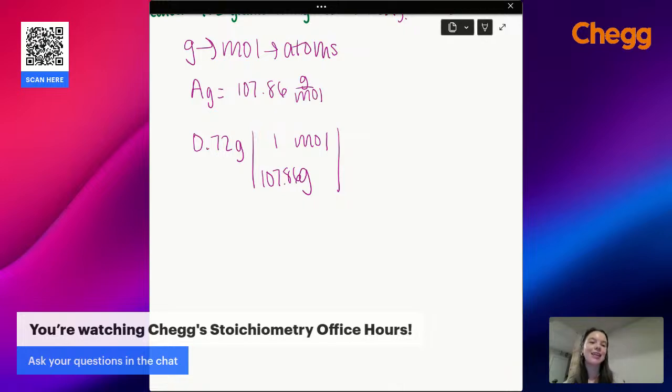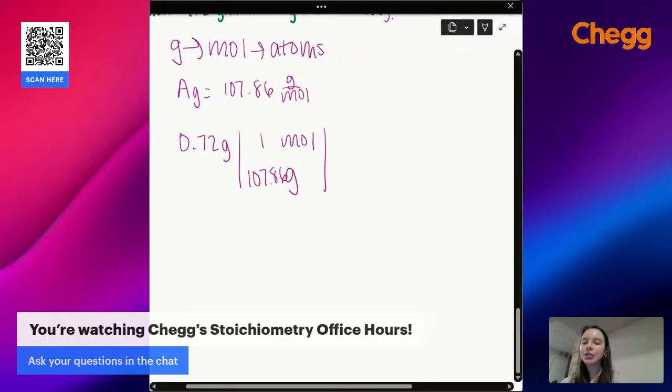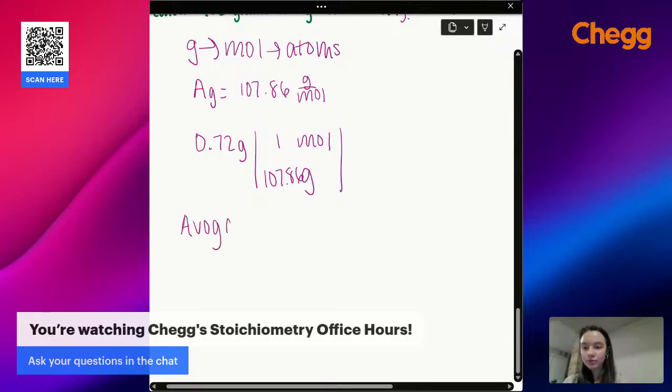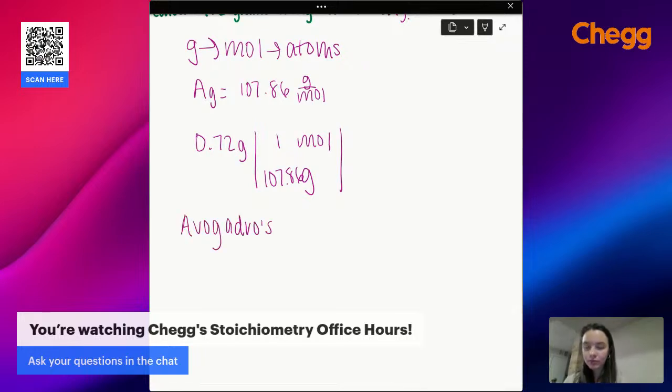Does anyone have any ideas? I'm going to give y'all 10 seconds. How would we get from grams to atoms? Or what's the number to get from moles to atoms is the better question. And what's the special name for it? Bonus points if you remember this number. All right, 3, 2, 1. We need Avogadro's number, which, if we remember, is 6.02 times 10 to the 23rd.